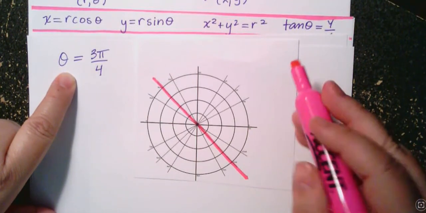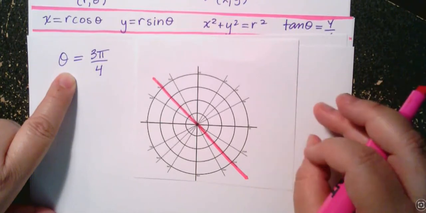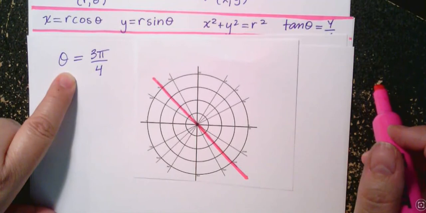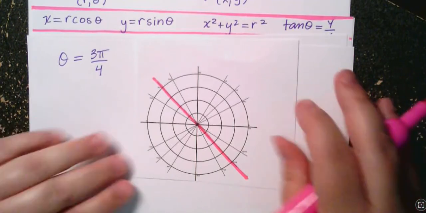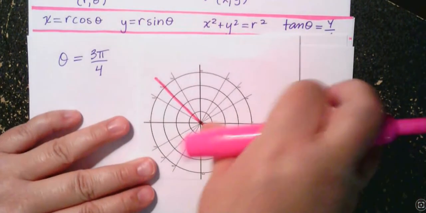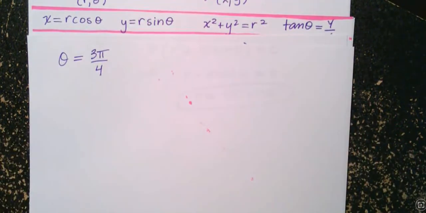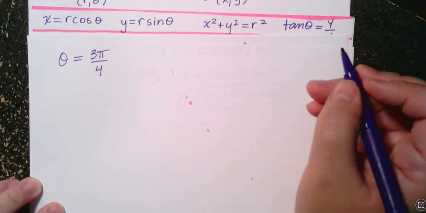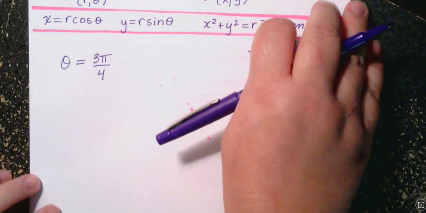So lines that go through the origin in rectangular form are going to be y equals some number times x. Okay, just y equals something times x. So just keeping that in mind, we can go ahead and solve it using the formulas as well.